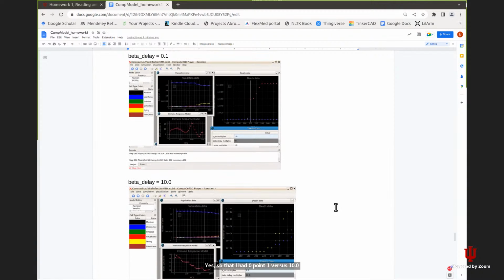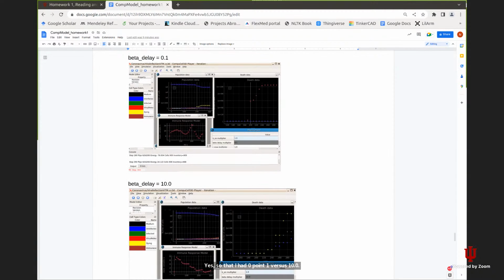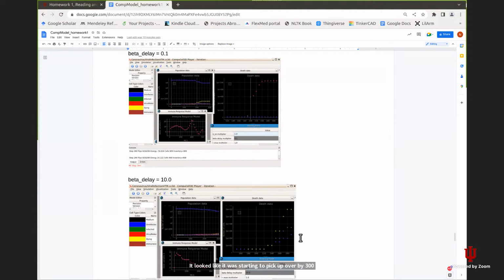A huge difference, mostly in the immune response. Also, the control is 0.1. You can see we had a really nice secondary immune response that just plain and simple did not happen in the second case. It just kept dwindling. It looked like it was starting to pick up by 300, so if I ran it longer than 300 epochs, we may have seen a little bit more. And then the death data was totally different.